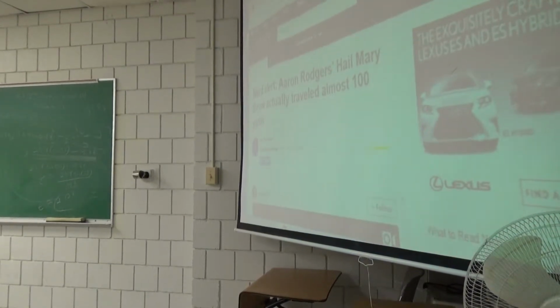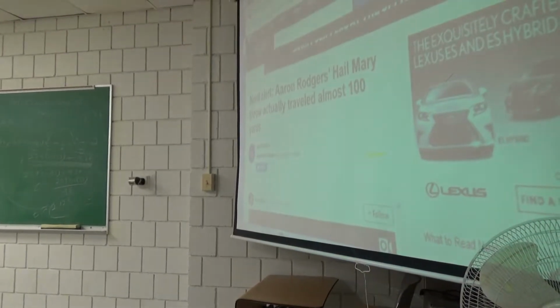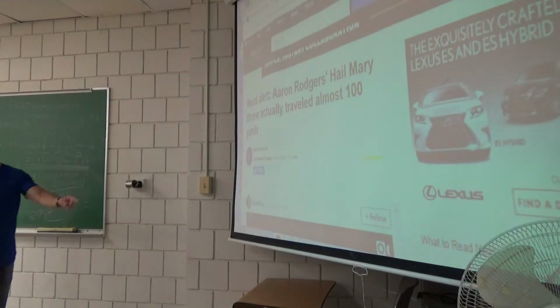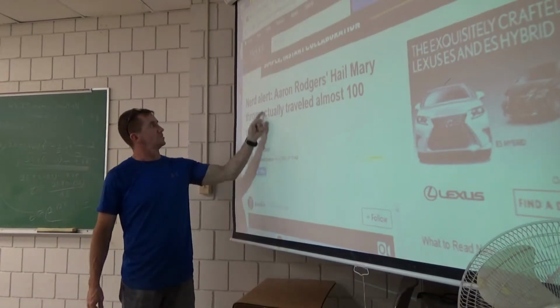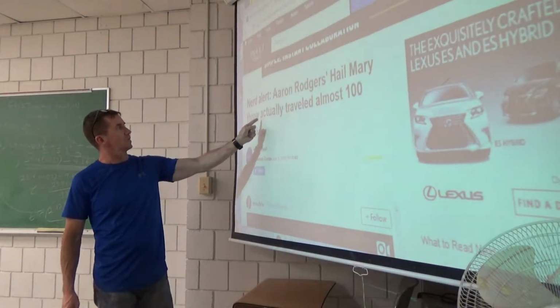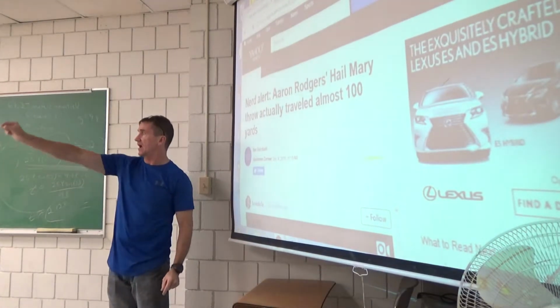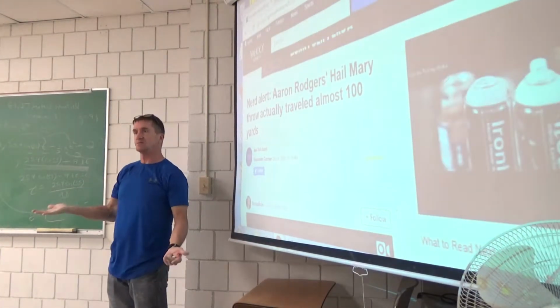Let me investigate this. We hear about all this stuff, like fake news and all this. Well, look what this guy's saying in this article. It was posted the next day. From Matty Sports, Nerd Alert. Aaron Rodgers' Hail Mary throw actually traveled almost 100 yards. They're talking about the actual arc length. Can we investigate that?